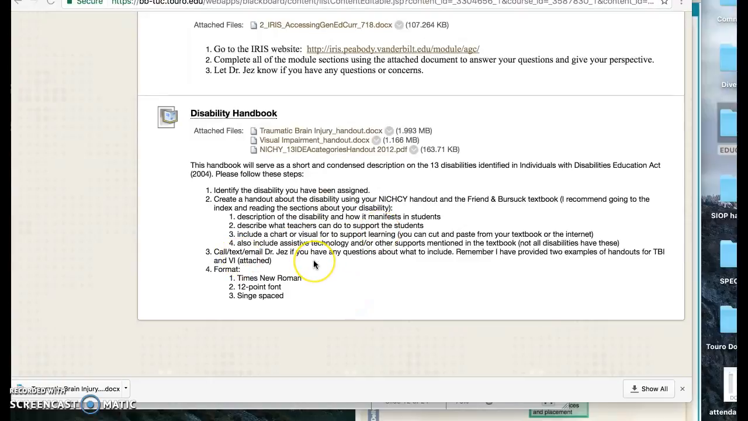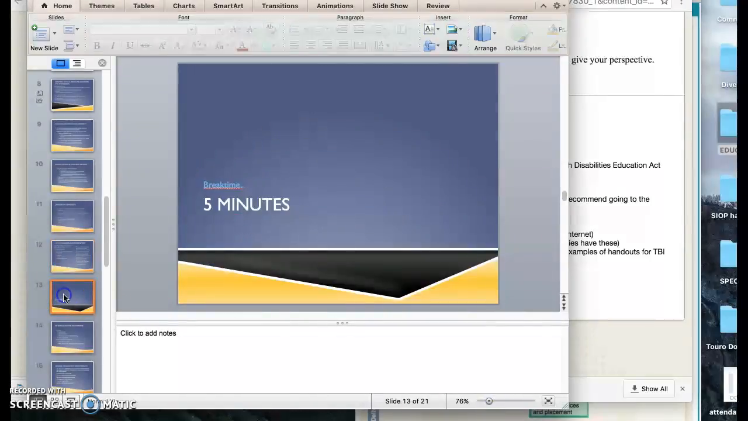If you have any questions, please call, text, or email me, and I will help you figure out the answer. To keep everything formatted, because we're going to put this together in a book that I'm going to copy for each one of you, please keep it at Times New Roman 12-point font and single-spaced, which will reduce the amount of copying. All right, let's go back to the PowerPoint.